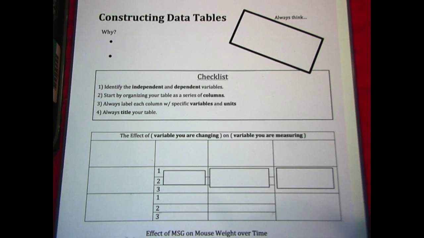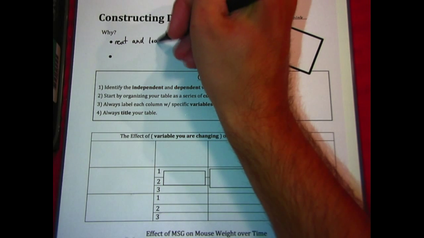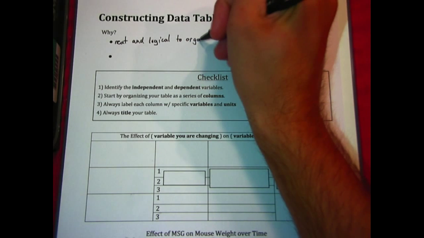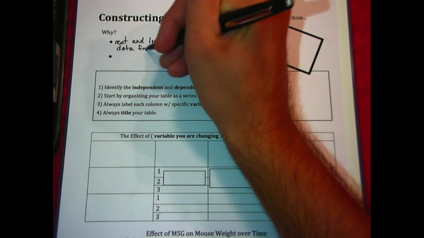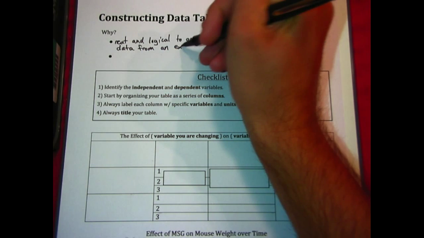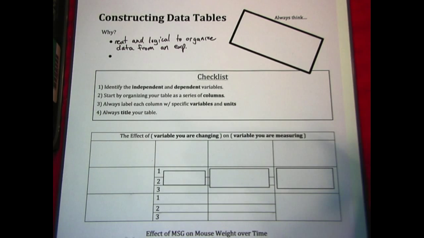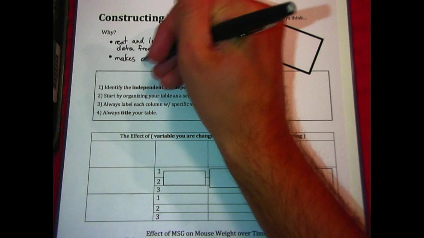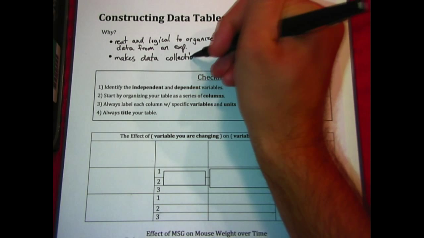So first of all, why are we going to construct data tables? Well, it's a neat and logical way to organize data from an experiment. And once we've built a data table, once we have it all set up, data collection is just made so much easier. So it makes data collection easier.